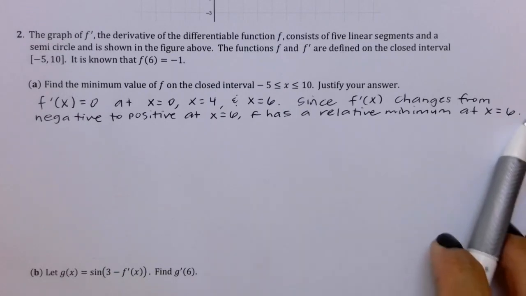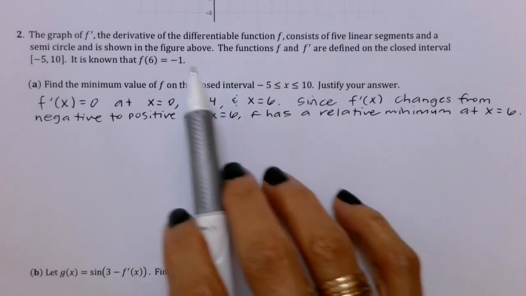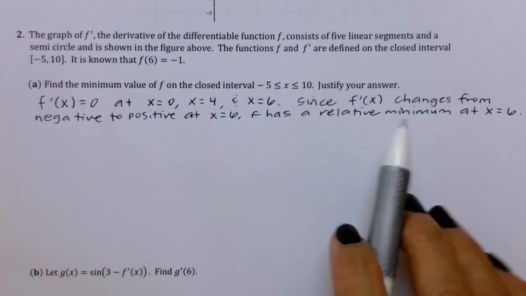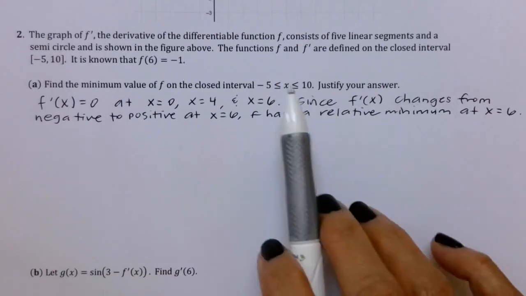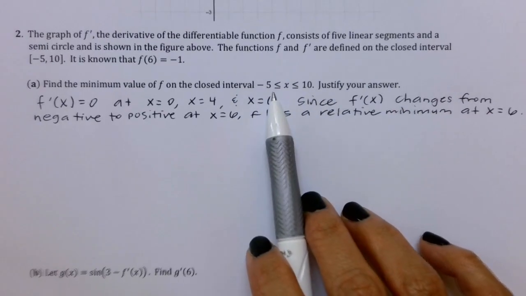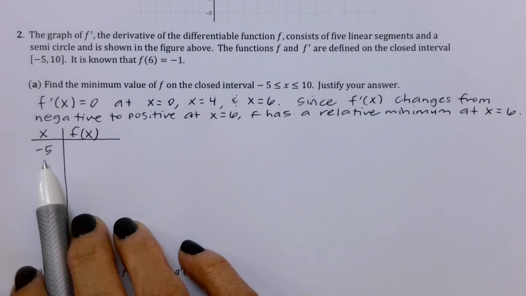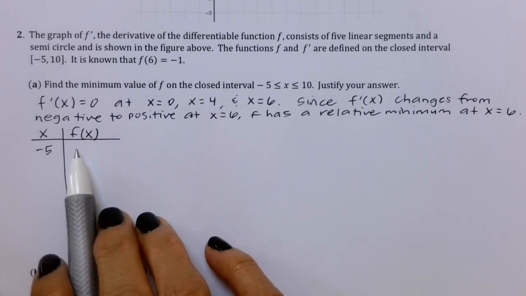So now we're going to call this one of the candidates for the absolute minimum of f on the closed interval. What we want to do is check the candidate here, and check the endpoints. When we check, we plug them into the original function f. So for the first endpoint, x equals -5, we're going to evaluate f at -5.